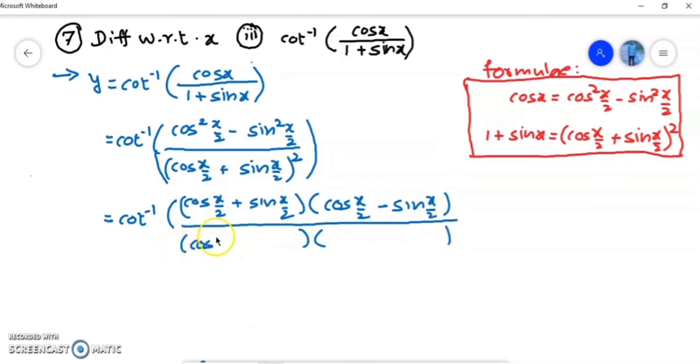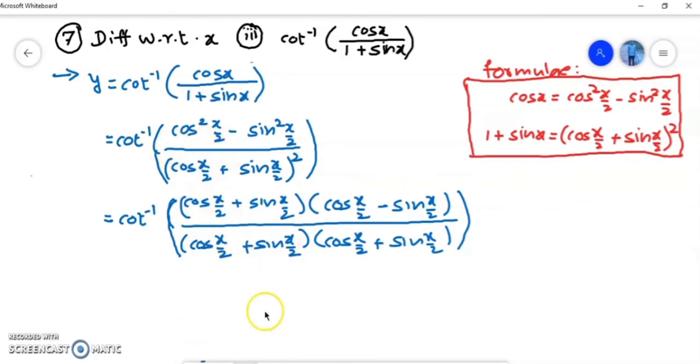It is cos x by 2 plus sin x by 2 bracket multiplied by the same bracket, cos x by 2 plus sin x by 2. This is what we are doing in such examples. You will come to know this. Later on you will solve similar examples. You would be very familiar with this step.